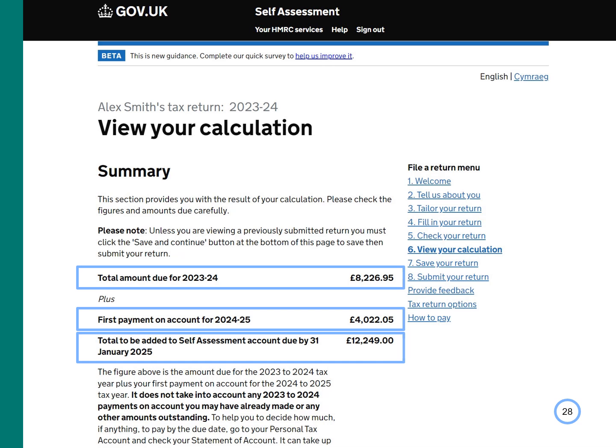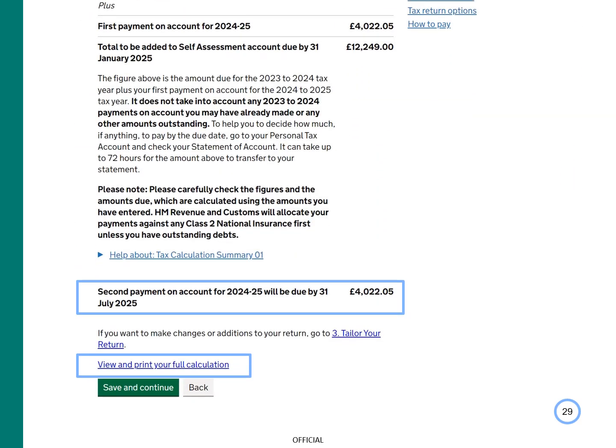Please remember, the amounts shown are based on the figures you've entered in the tax return and do not include payments you've already made or any amounts that are outstanding on your self-assessment account. Further down the page on the calculation summary, if due, you'll see the second payment on account, which is to be paid by the 31st of July 2025. There's also a link to view and print your full calculation at the bottom of the page.